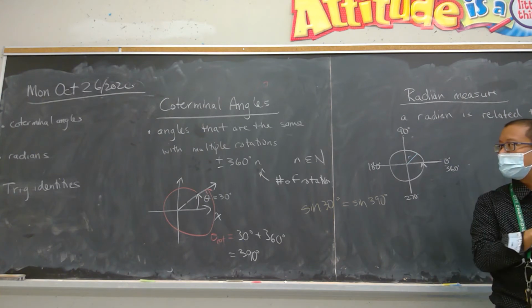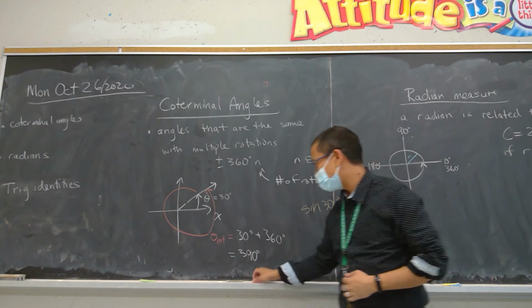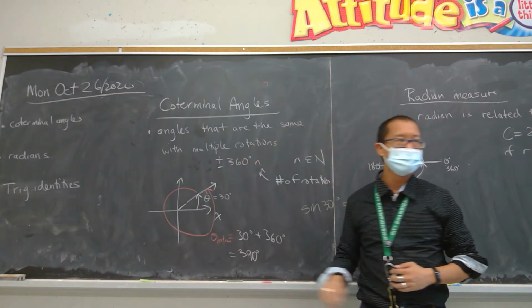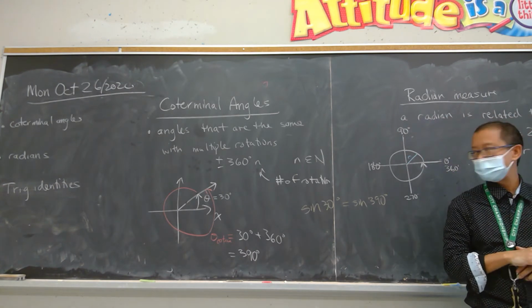What does it say? Theta something equals 30 plus 360? Oh, COT? I should put coterminal. Oh, okay, thank you. Yes, coterminal, because I'm just trying to show it's a multiple, right?